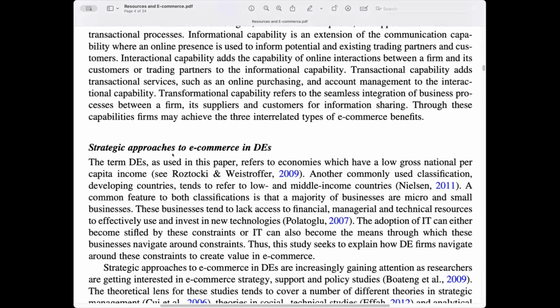When I come to the strategic approach, remember I say we don't know strategies for e-commerce. So what are the strategies that are being used? I first of all have to define the term developing economy. Definition of developing economy, which is also known as low and middle income economies. I actually use definitions. The definitions, I didn't define it. I can't go in. If there's no recent definition, I have to use what is available. So I cite this one and I cite that one.